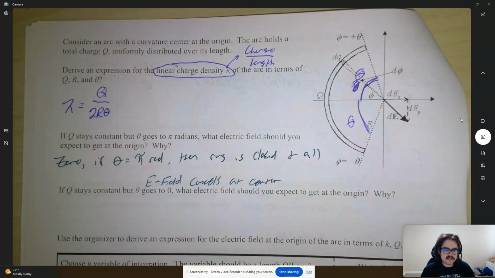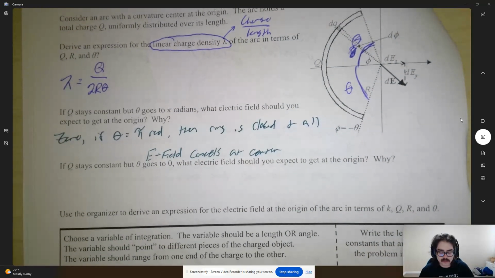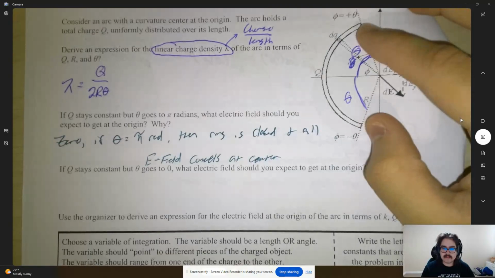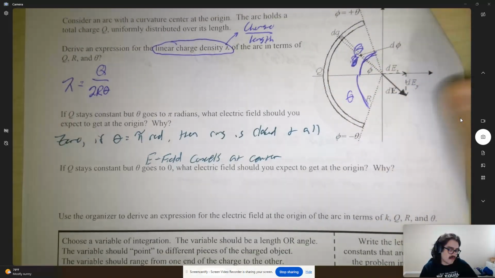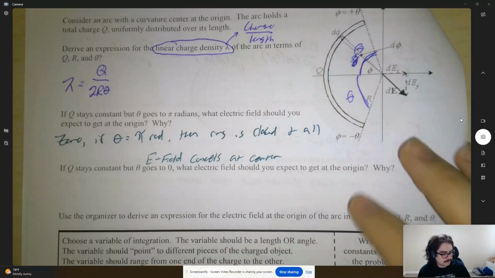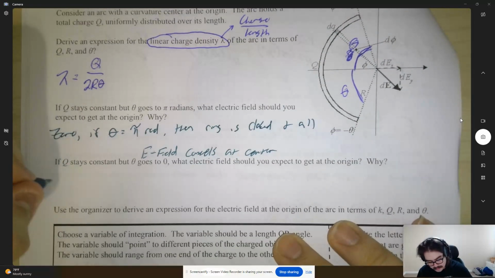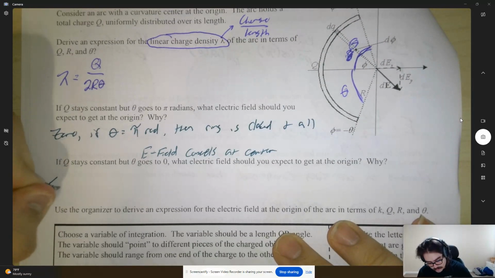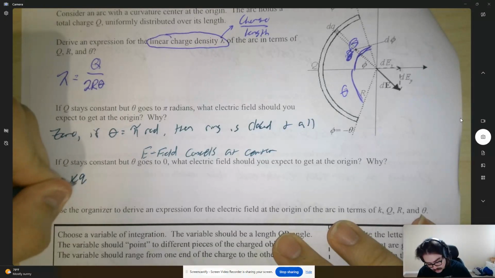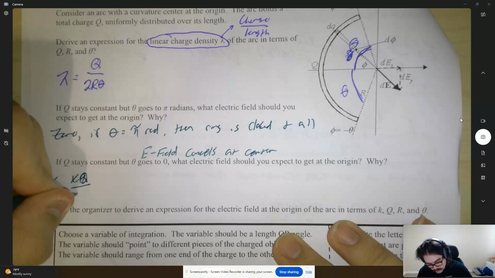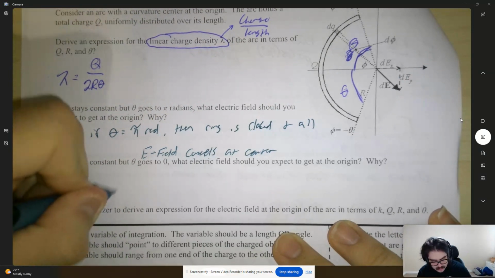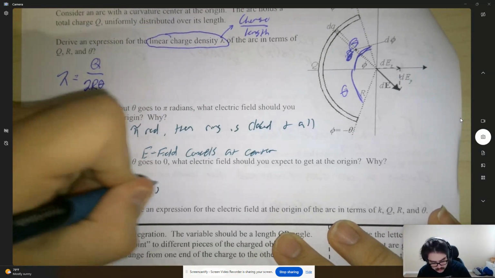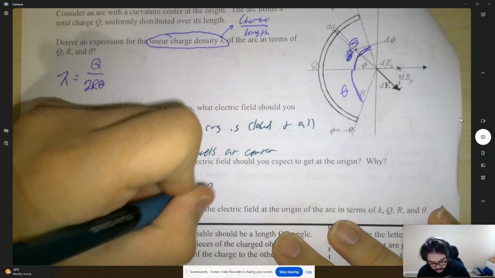If Q stays constant but theta goes to 0, what electric field should you expect to get at the origin? Well, if theta ends up being 0, then basically this is going to go right down to this distance. That's just a point charge. So the E field would be equal to KQ over R squared. And that's just a point charge.